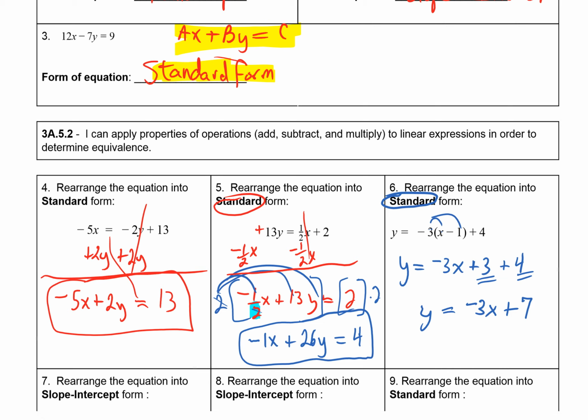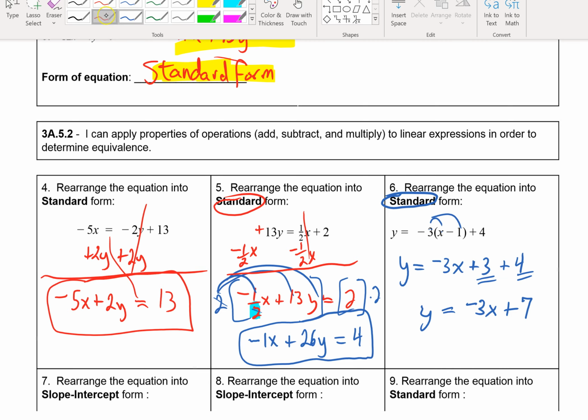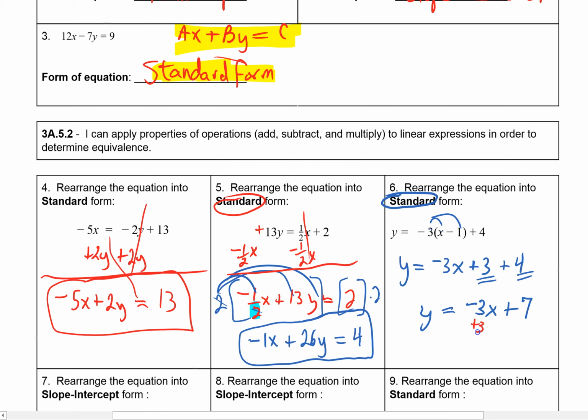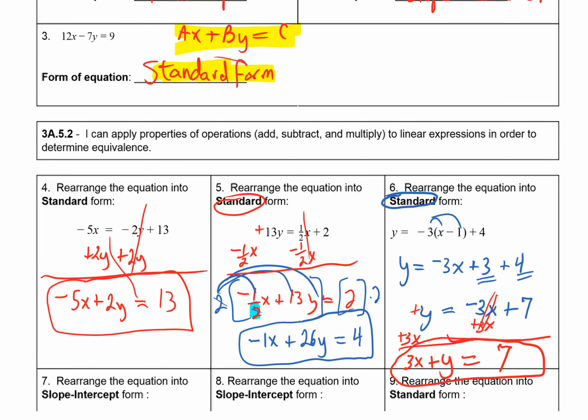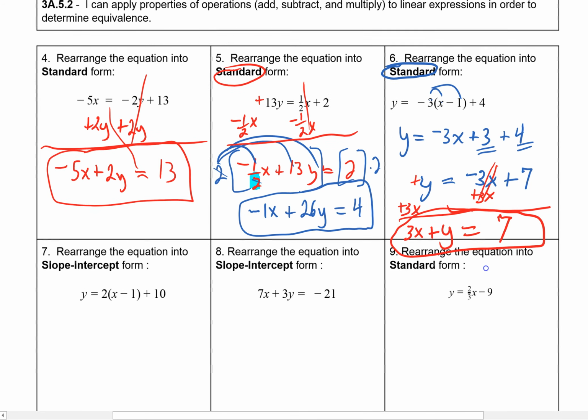But we need to get our x and our y together on one side. So I'm going to add this 3x over here, understanding that the y is positive. And we're going to be left with this positive 3x plus the y. Here this wipes out, and we're just going to be left with a 7. And there you have it. You've got your x and your y together on the same side, and thankfully you don't have any fractions.